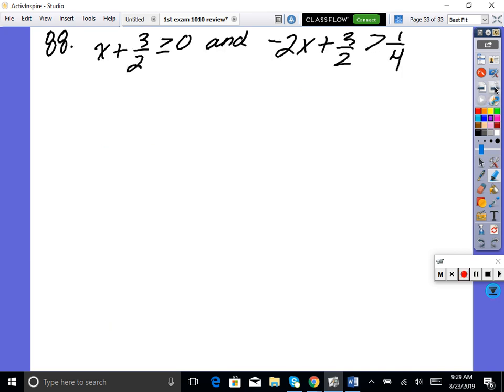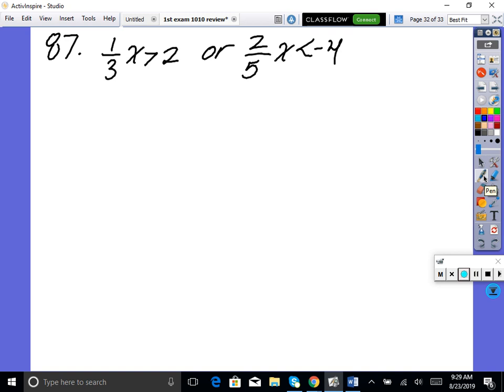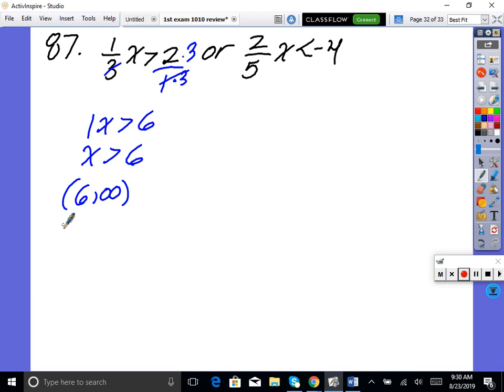All right, looks like it's our almost last problem up here. All right, let's get a common denominator here. So times by 3, we can ignore the denominator. 1x is greater than 6. So x is greater than 6. So that would be 6 to infinity.